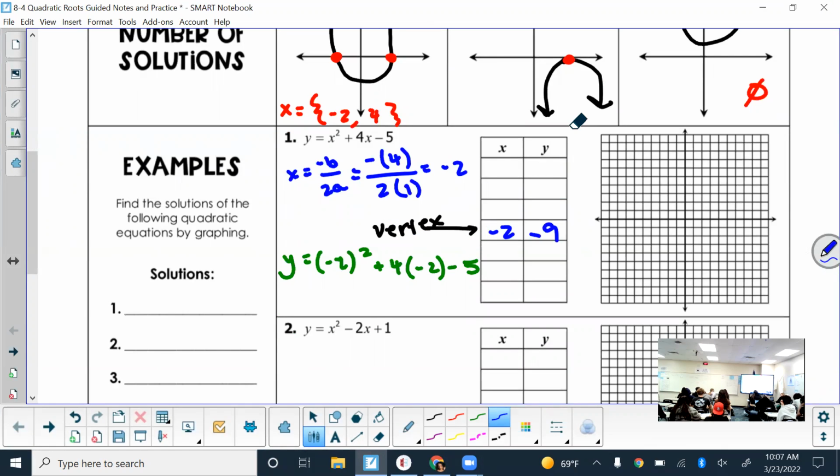All right, but what X's do we need to plug in next? Like, how do I know what X's to pick for my table? So some numbers before -2 are, well, -1 is after -2. Good. So it's all based on the X of your vertex. And then to the right on the number line? 0 and 1. Good. All right, so you pick your X's based on the X of your vertex. You'll want some to the left and to the right. So left and right is your X's.